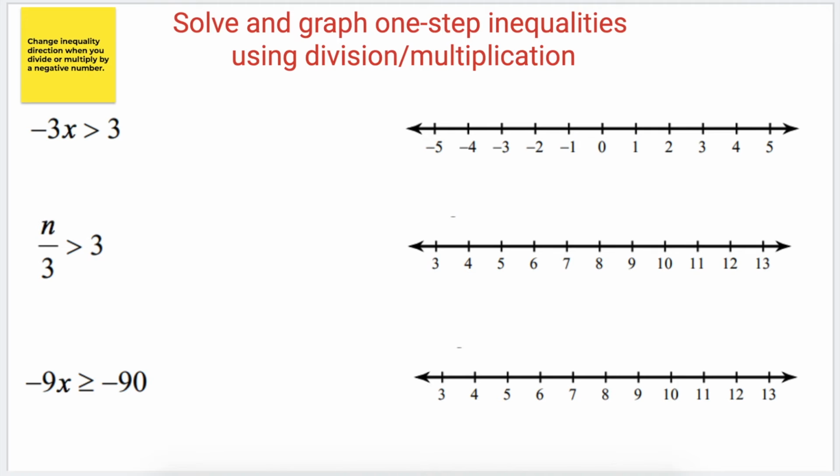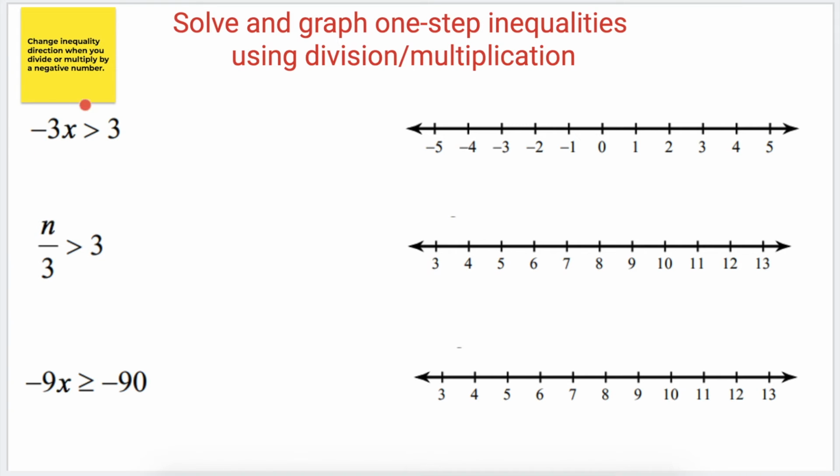So let's take a look at solving and graphing one-step inequalities using division or multiplication. One rule you have to keep in mind is you must change the inequality direction when you divide or multiply by a negative number. If you're interested in knowing the reason behind this, you can watch this video that I've linked up here. The first inequality says negative 3x is greater than 3.